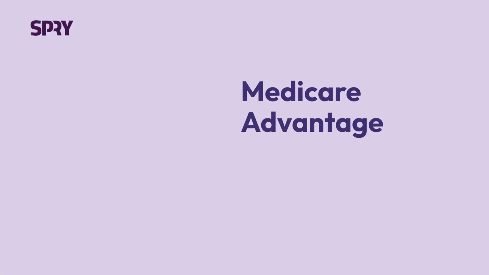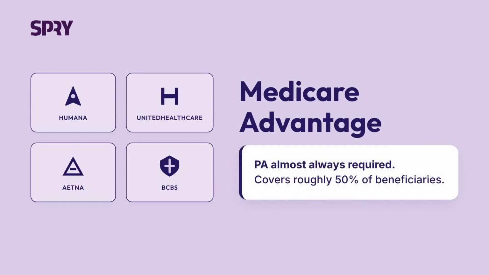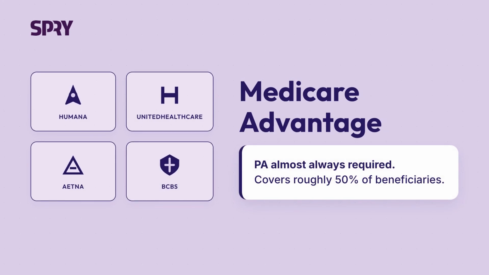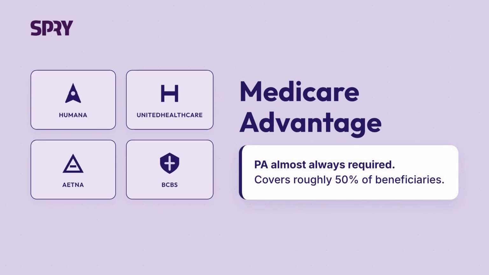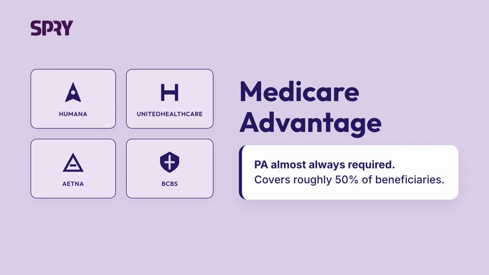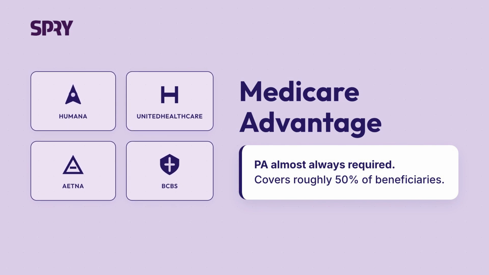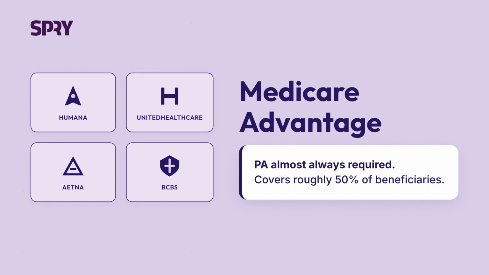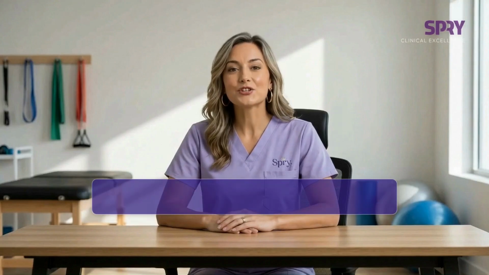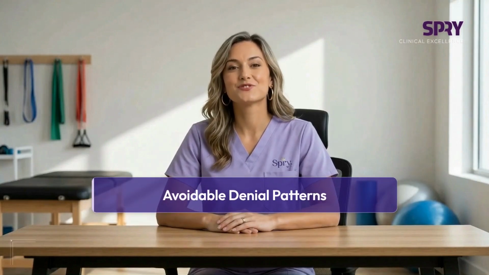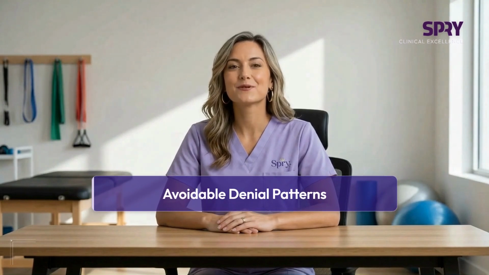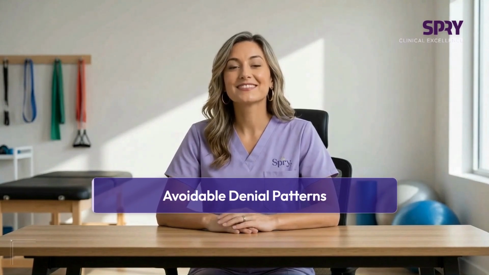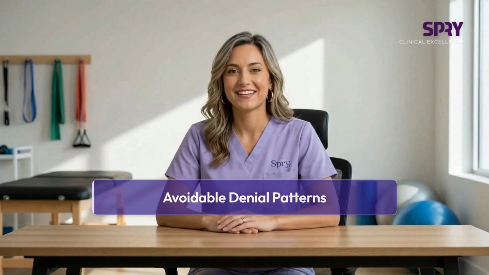Medicare Advantage is different. These are private insurance plans, and they operate their own prior authorization rules. As MA enrollment has grown to cover roughly half of all beneficiaries, prior auth requirements have expanded significantly. Almost every MA plan requires authorization for outpatient therapy. Billing a patient with an MA plan the same way you bill traditional Medicare Part B is one of the most common and most avoidable denial patterns in outpatient rehab.